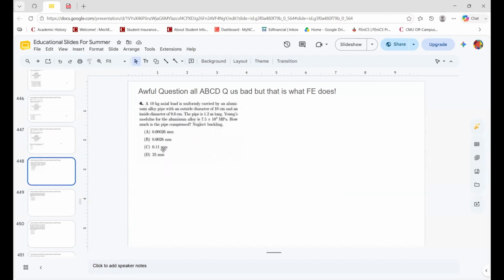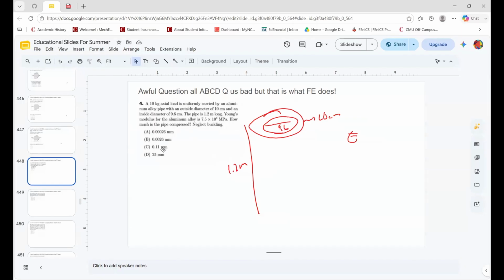A 10 kilogram axle load is uniformly carried by an aluminum alloy pipe with an outside diameter of 10 and an inside diameter of 9.6, and this is 10. The pipe is about 1.2 meters long. Young's modulus is this. How much will the pipe compress? Another one of these problems with the delta basically.